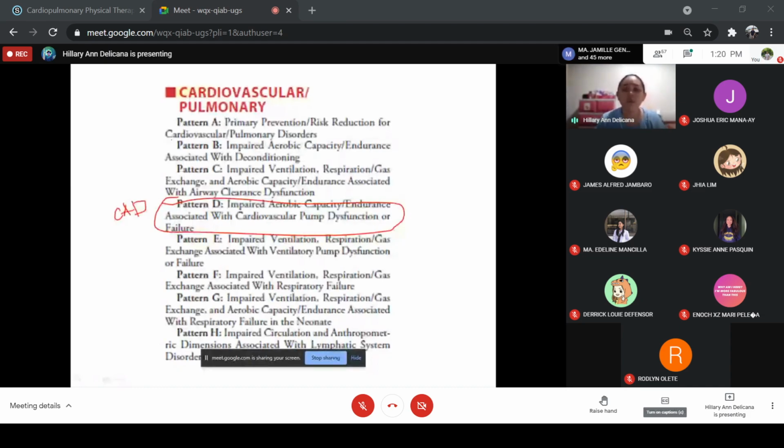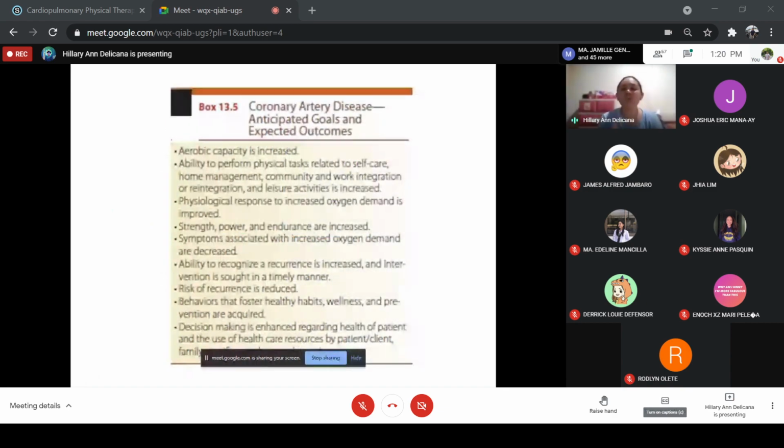So let's talk about the goals. What are the goals or the expected outcomes that we want to see in a patient when this patient is referred to us for cardiac rehabilitation? Of course, our primary concern is for the patient to have his aerobic capacity increase, his cardiovascular endurance. Next is that the ability to perform physical tasks related to self-care, home management, community, and work integration or reintegration and leisure activities is increased.